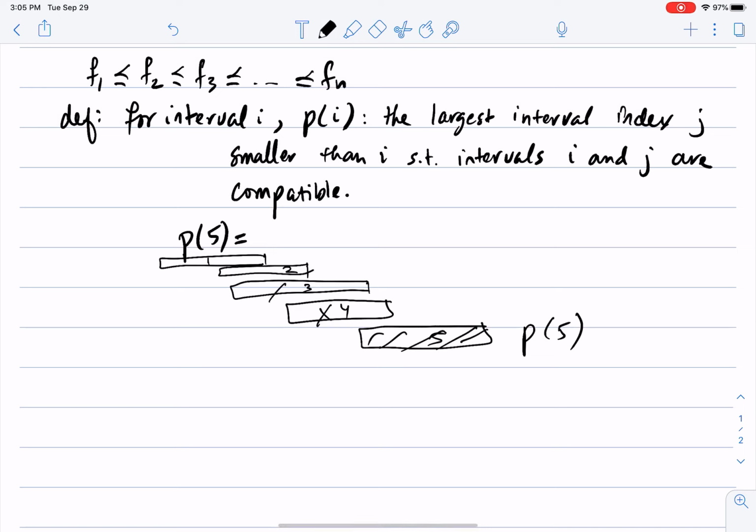3 is not compatible with it, I cannot take 3. 2 is compatible, therefore P of 5 is 2. Okay? So P of I is the largest interval index j, that's smaller than I, such that intervals I and j are compatible.